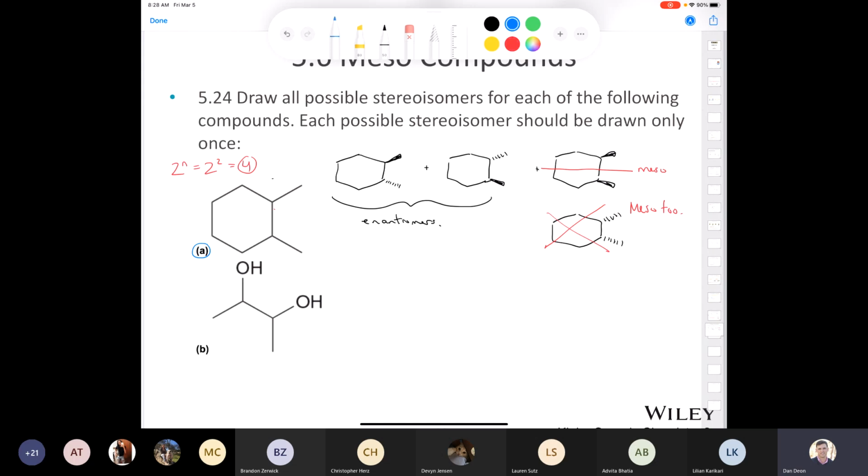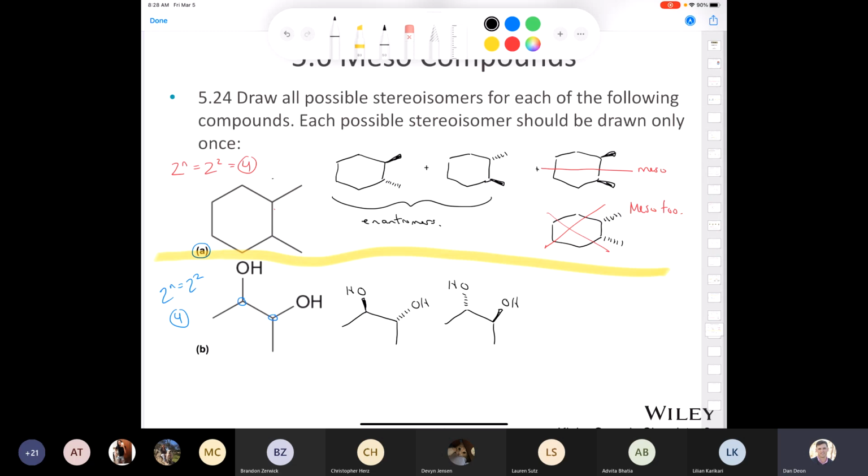The next one is very similar. It's just not a cyclic molecule. We have a stereocenter here and here. So the maximum number of stereoisomers would be 2 to the power of 2, which would be 4. So I can start by drawing the carbon skeleton. Let me divide the page here so you don't get confused. There we go. So if I draw the carbon skeleton, I can put one of the hydroxyls going up, the other one going down. I can draw the enantiomer of that compound with one going down and one going up.